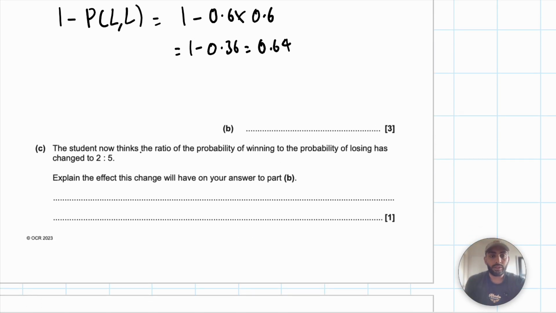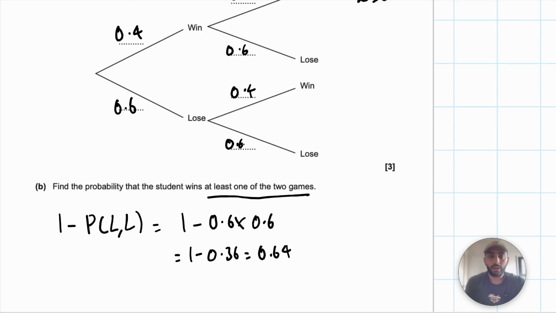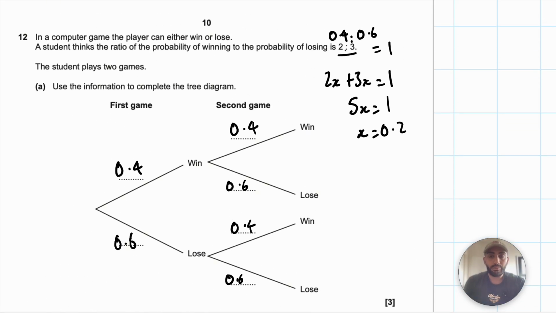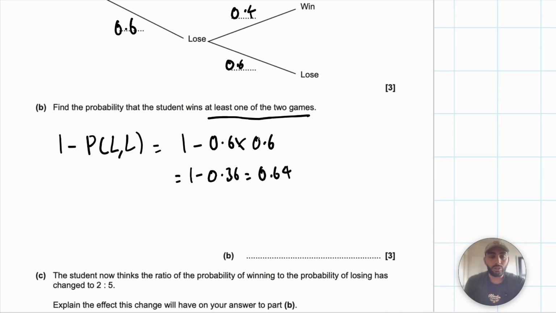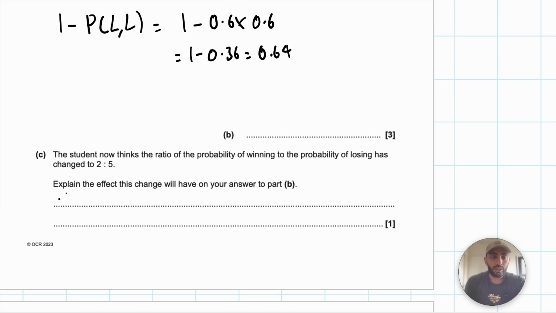Part C. The student now thinks the ratio of the probability of winning to the probability of losing has changed to 2 to 5. So originally the ratio was 2 to 3, now the ratio is 2 to 5. So the probability of losing is higher. How will this affect my answer to part B? So if we're losing more often, that means the probability of winning will be less. So the answer will be lower as the probability of losing has increased.